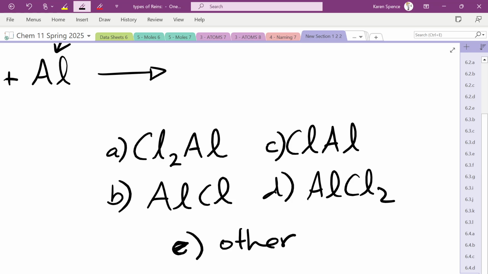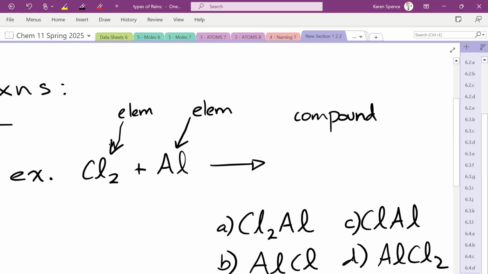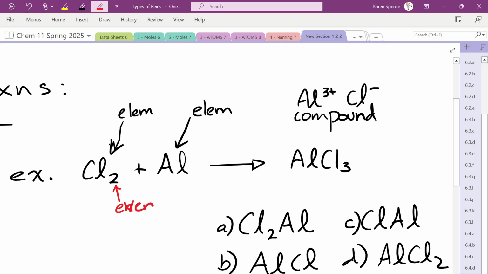Yes, the answer is E because what is the charge of aluminum when it's in a compound? 3+, and chloride is -1, so we need to have 3 chlorides, so it's going to be AlCl3. And we have an even, and we have an odd number of chlorides. And when we have an even and an odd, what should we be using? The LCM.